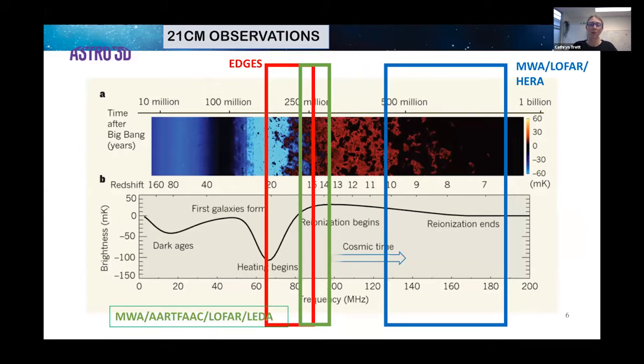So 21 centimetre observations span a number of different redshifts, and in the blue box here you can see reionisation, which is what we've principally been pursuing with the MWA, and also with HERA and LOFAR. The green and red boxes are in the epoch of X-ray heating and pushing towards the cosmic dawn, and that's where the global signal experiments such as EDGES are currently operating. But we're also seeing some of the other telescopes with their low frequency antennas starting to push into those cosmic dawn frequencies as well. There's a gap in the middle at the moment where we don't have many observations.